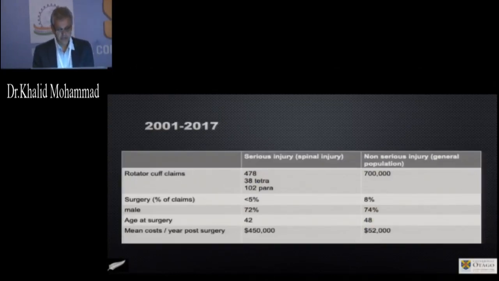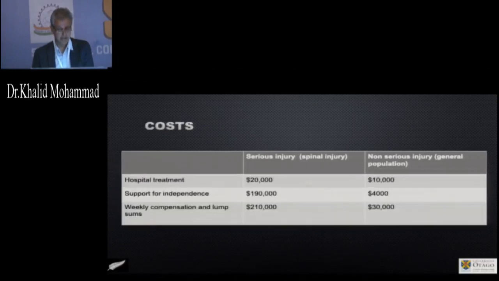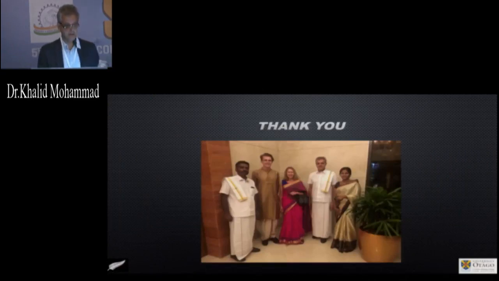And let's look at the cost. In the right-hand column, you'll see the bottom line cost of treating the general public with a rotator cuff claim through our national insurer, $52,000. And look at the mean cost for a spinal cord injured patient, $450,000. This really has great implications on the finances, not only the lives of these patients, but the support that's required for them is considerable. And so if we break down some of that, so much of that is on the support for independence in these patients in the serious injury, the spinal injury group, compared to the non-serious injury group.